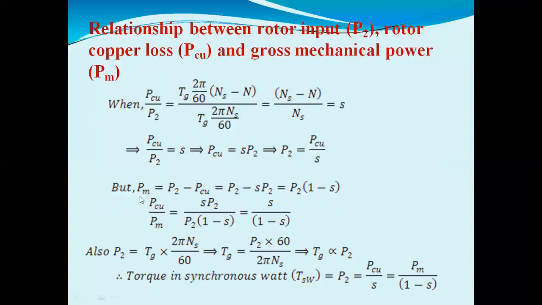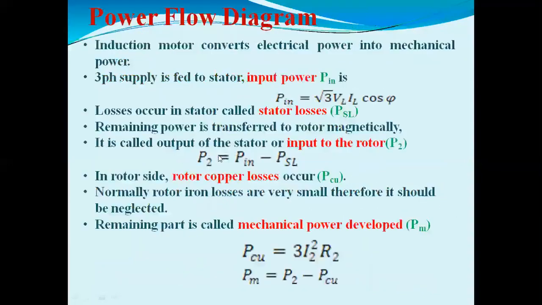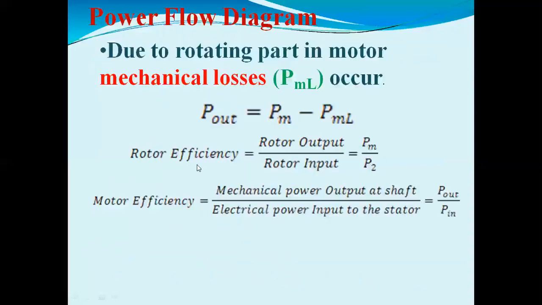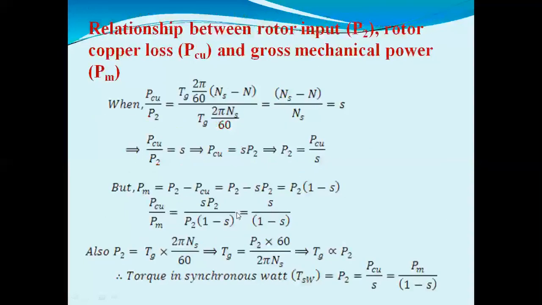So what is PM? The mechanical power developed is P2 minus PCU, that is the power input to the rotor minus the copper loss in the rotor. The rotor copper loss PCU is equal to s into P2, where P2 is the power input to the rotor. Putting those values, we get PM equals (1 minus s) into P2. So PCU by PM gives s by (1 minus s).